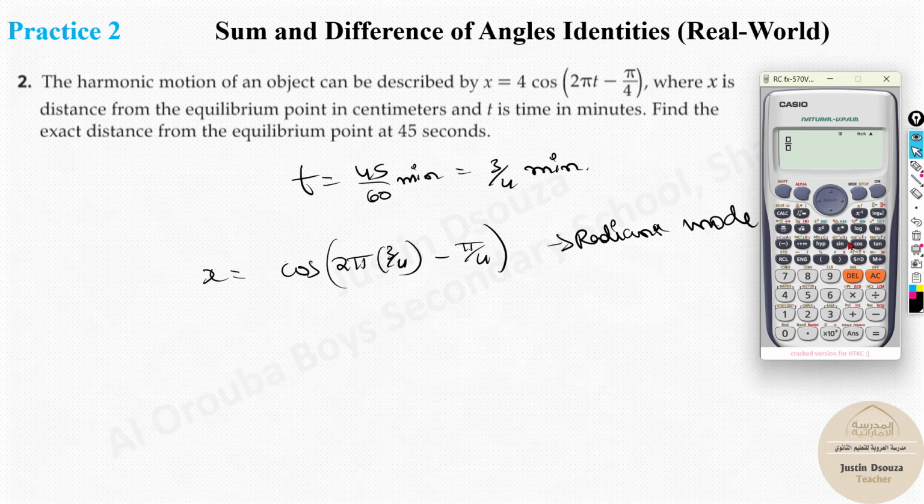Now let me solve it. Cos, 2 pi, that is shift and this symbol over here, times 3 by 4, minus, now again pi, shift and this symbol, divided by 4. And now you can just close the bracket. Now when you press equal to, this is the answer.